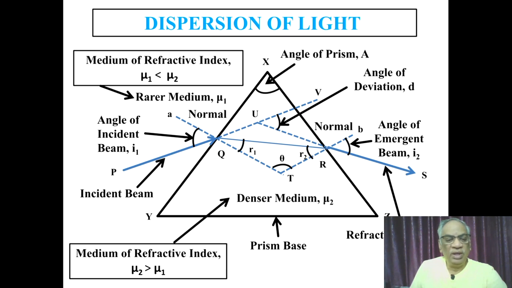Here you can see PQ ray is entering and is incident on the surface XY with an angle of incidence I1, and then getting refracted at the point Q with a refracting angle R1 into the prism material, and travels as QR within the prism. At the point R, it again refracts as it enters the air medium and travels as RS as the emergent beam with the angle of emergence I2. A is the angle of the prism.